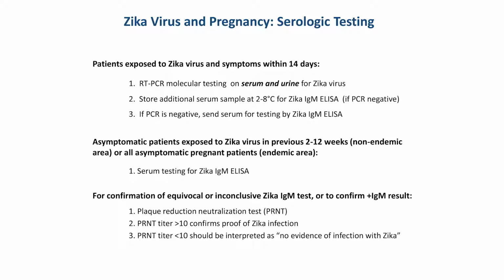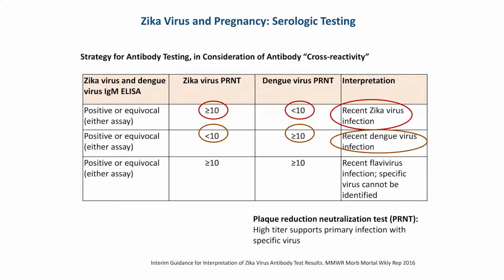I'm going to show you the table here. If you do this test, the PRNT, the plaque neutralization test, on anybody who has a positive Zika IgM, and your titer is over 10 for Zika, because this one is now specific for Zika or specific for dengue, and your dengue titer is less than 10, then that basically confirms Zika infection. If your titer is less than 10 for Zika but greater than 10 for dengue, then you have dengue virus and not Zika virus. So that's a very important step.